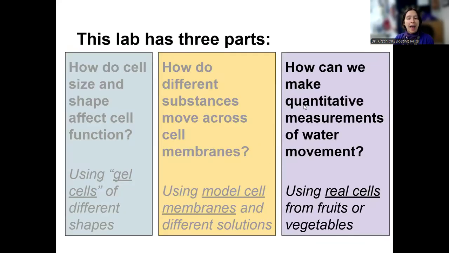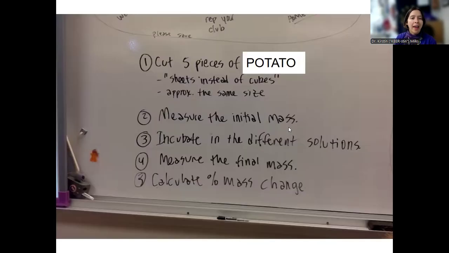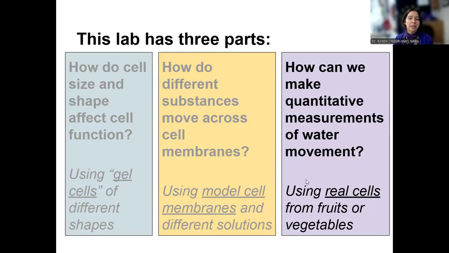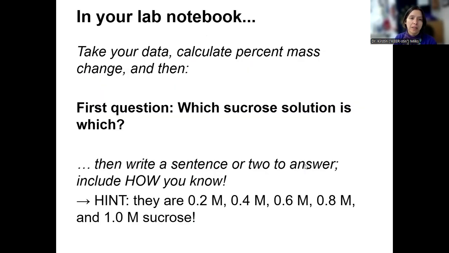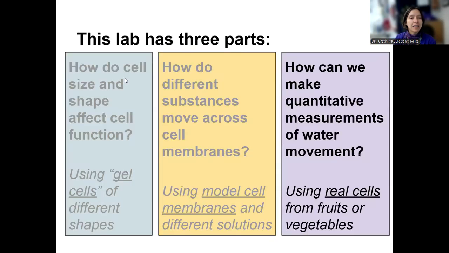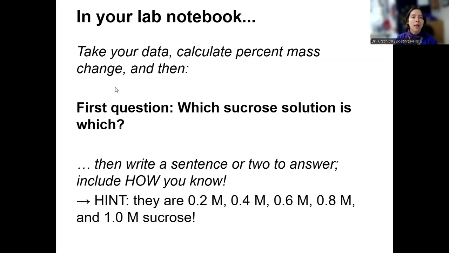Now, if it turns out that you do not have the correct assignments, you will have trouble making quantitative measurements of water movement. So if you have not seen data from your colleagues, you will need to touch base with them in order to complete this lab. But you're going to write in your lab notebook, first question, which sucrose solution is which? And then you're going to write a sentence or 2 to answer, including how you know.